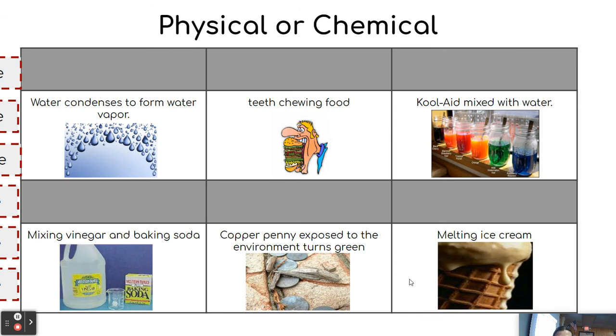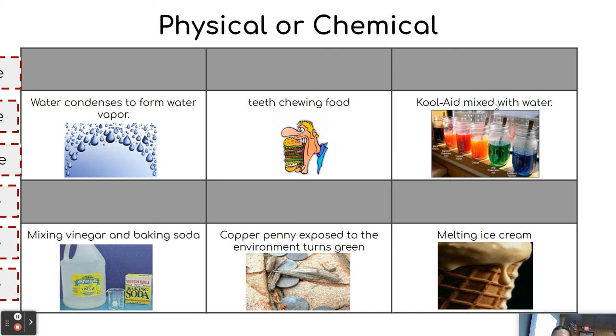Now we're going to discuss, is this a physical or a chemical situation or reaction? So water condenses to form water vapor. You still have the same substance, water vapor, it's just changing its state of matter. So this would be a physical change. So you would drag and drop your physical card on top here. Teeth chewing, so you're only changing the size of your food. So this is a physical change. When you chew, it's physical.